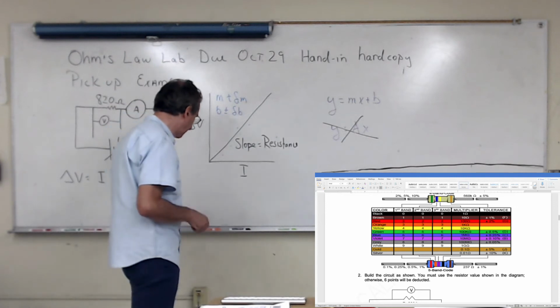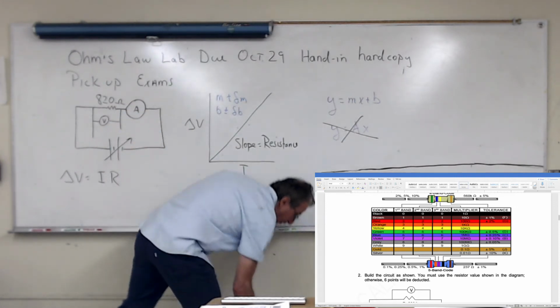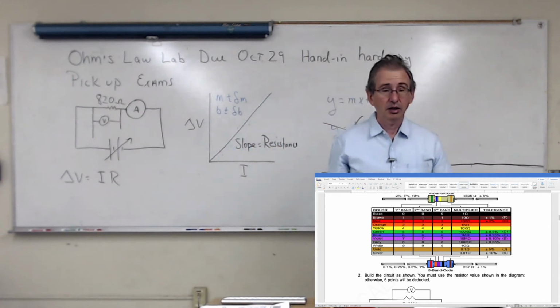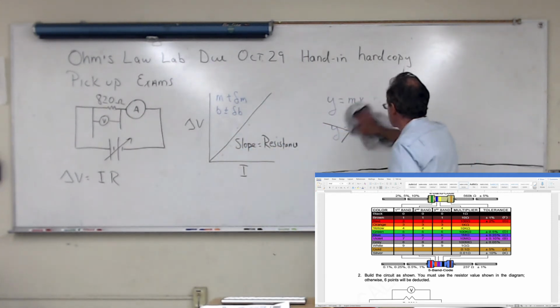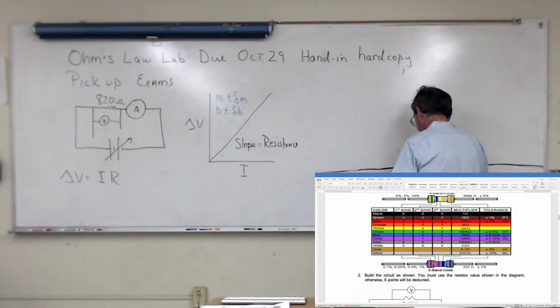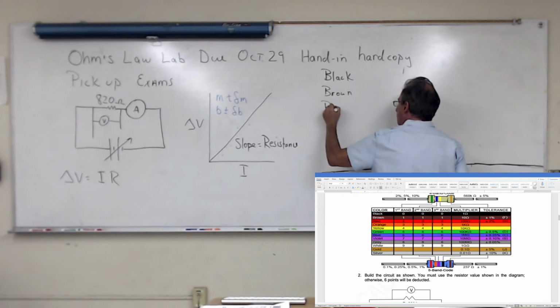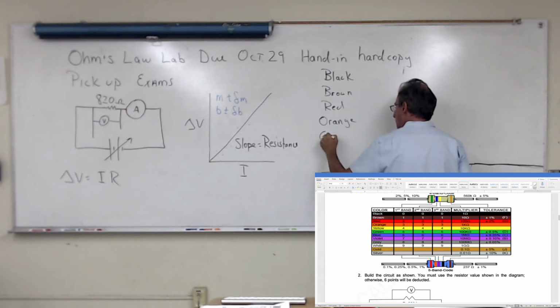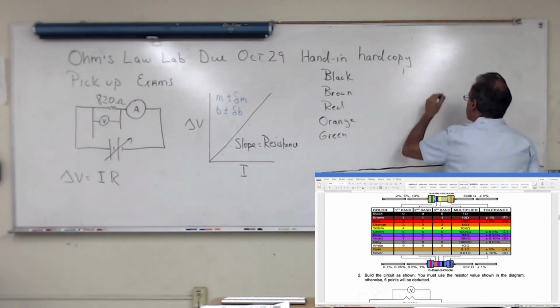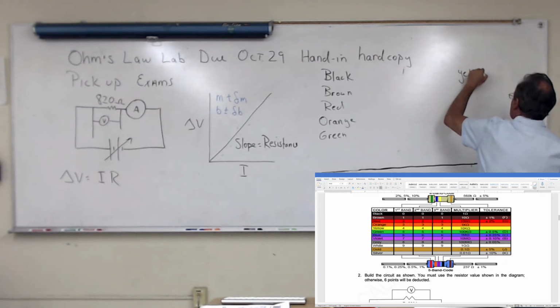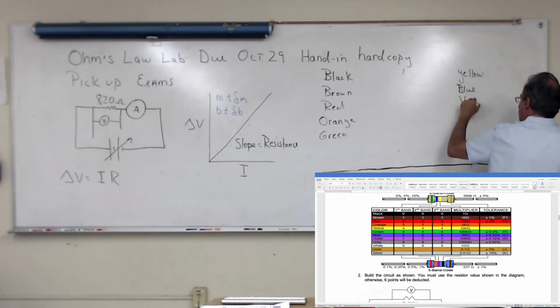So let me write on the board all the colors that are used on the stripes for the resistor to indicate the resistance value. These are the colors: black, brown, red, orange, yellow, green, blue, violet, gray, and white.